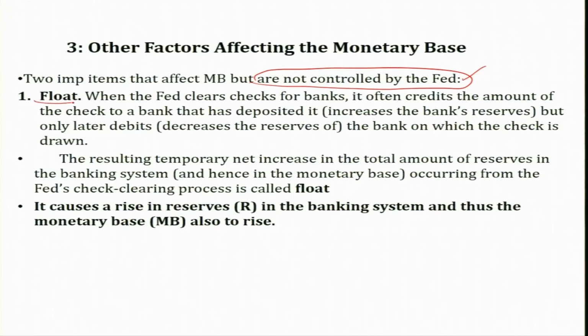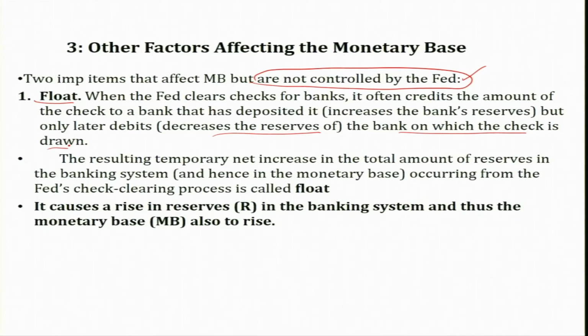One is called float. Float means when the Fed clears checks for banks, it often credits the amount of the check to a bank that has deposited it. It increases the bank's reserves, but only later debits it. That means it decreases the reserves of the bank on which the check is drawn.